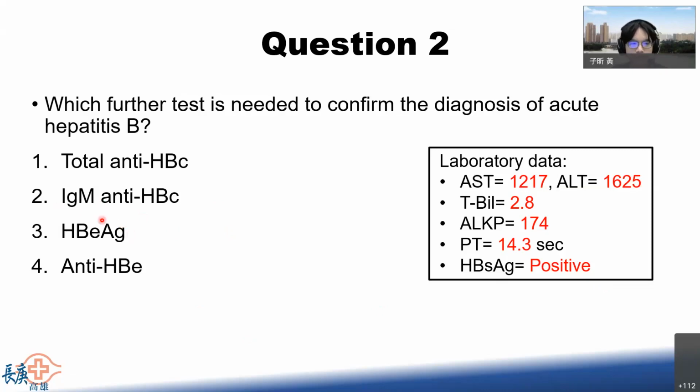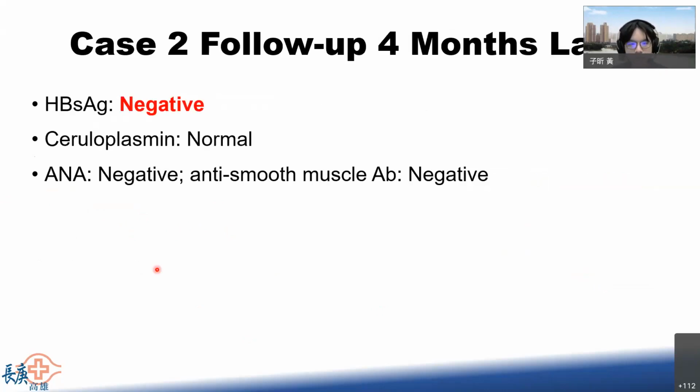I see somebody already typed the answer there. To determine if the patient has acute hepatitis B, you need the IgM of anti-HBc. Okay. And this same patient, after follow-up at your clinic, suddenly the HBs antigen turns negative.